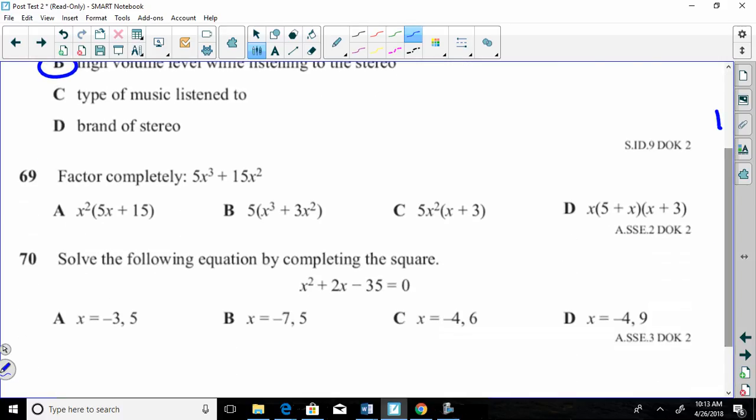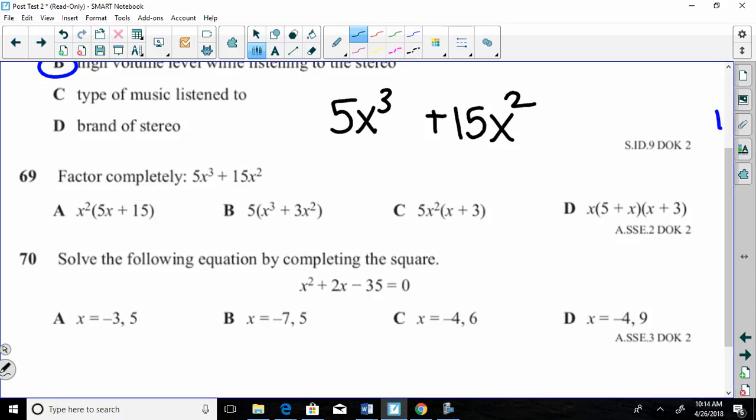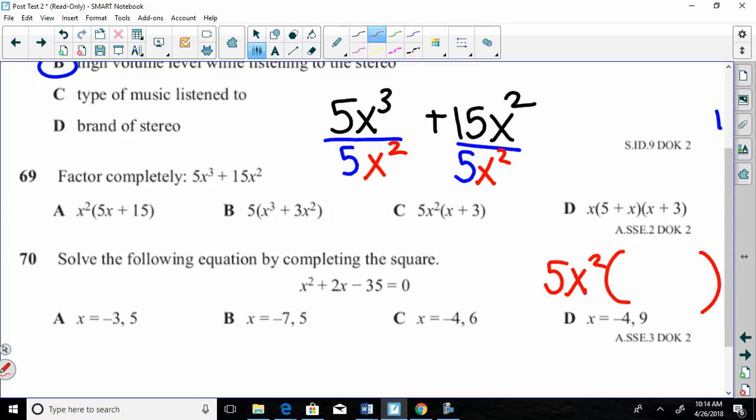Next one, factor. We need to find, out of these, what number is the GCF out of these 2? 5. And then if this one has 3 x's and this one has 2, how many do they share? 2, right? So the GCF is 5x squared. That should be on the outside. So which one is automatically my answer?